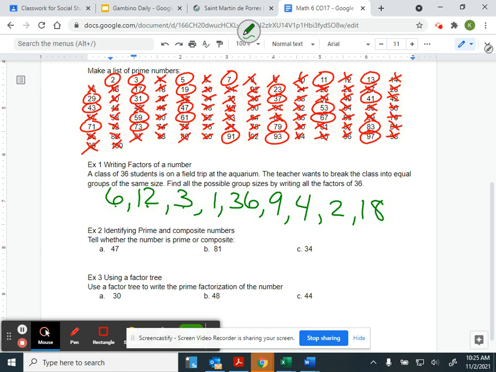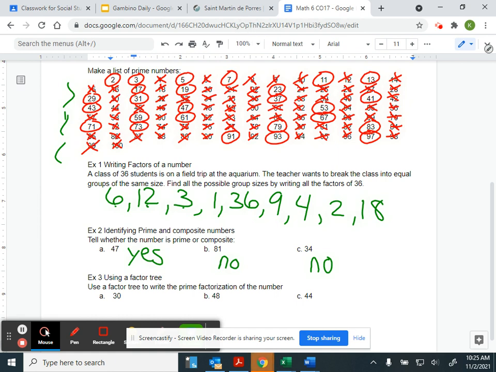Which numbers go together? Identifying prime and composite numbers. That's where this list is going to really come in handy. 47. Is it a prime? Yes. We circled it. 81. Is it a prime? No, it's crossed off. 34. Is it a prime? No. 34 is an even number. So even without looking, I look at it and say, oh, it's an even number, it cannot be prime. I can always divide a 2 out.